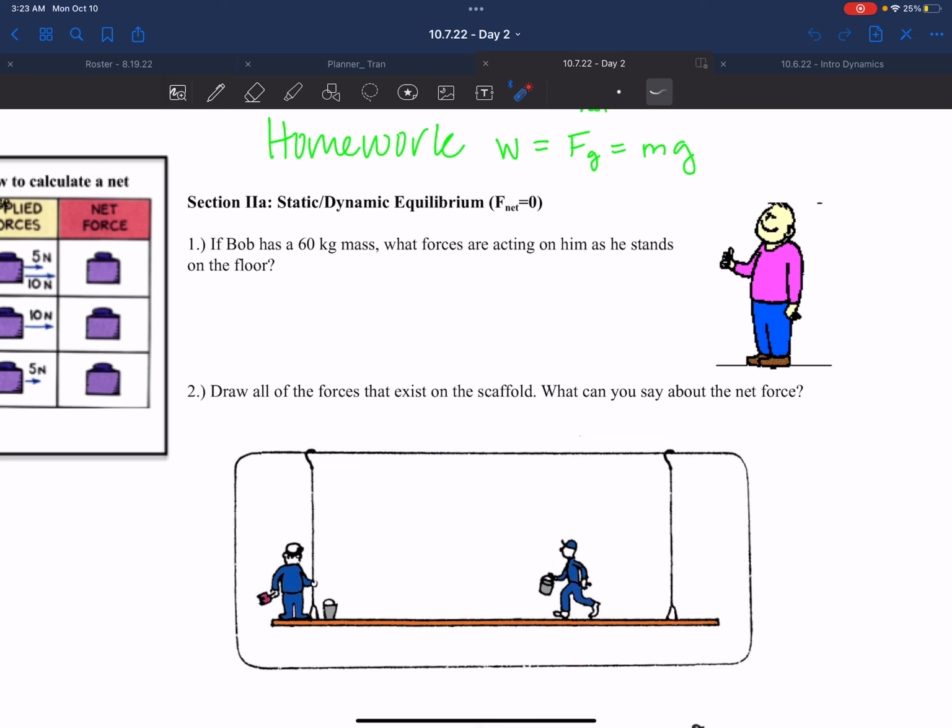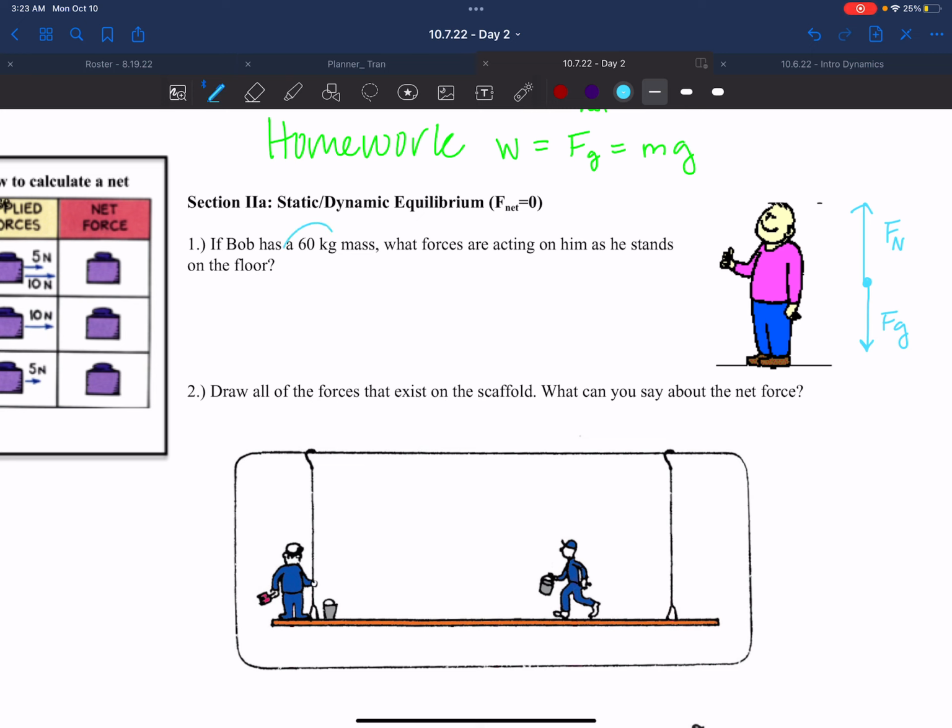So we look at Bob. So Bob has a 60 kilogram mass. What forces are acting on Bob as he stands on the floor? So as you can see, Bob is over here doing nothing with his life. So since he's doing nothing with his life, he's kind of just not even moving in the X direction. He's just existing in the Y direction. So since he's existing in the Y direction, we can state that a force of gravity is being applied onto the ground, and since there's a force of gravity being applied, there's a normal force countering that.